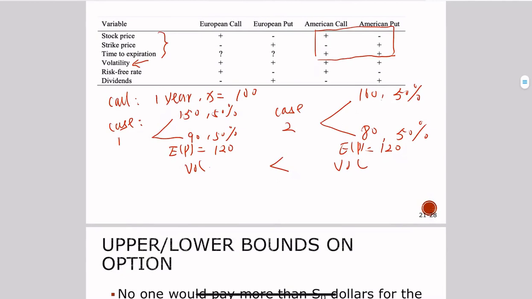Now, let's look at the call price. Under case 1, the payoff of the call is either 50 or 0, right? If the stock price is 150, then you would want to exercise this call, so your payoff would be 50. And if the share price is 90, then in this case you would not want to exercise, so the payoff would just be 0.